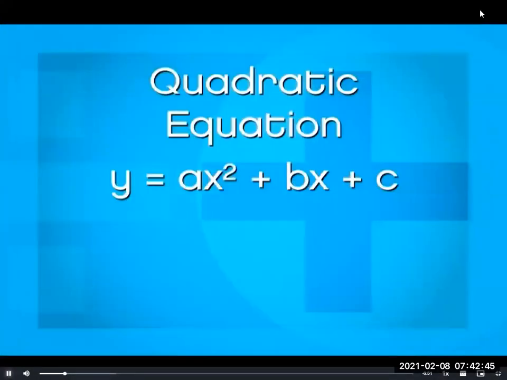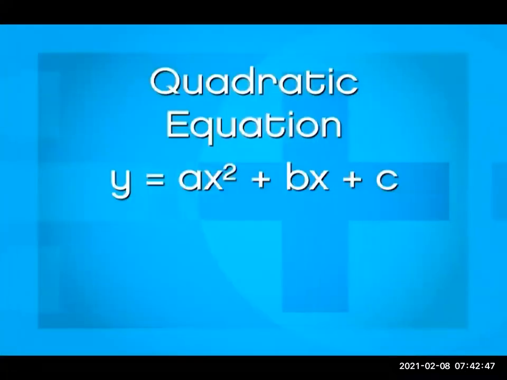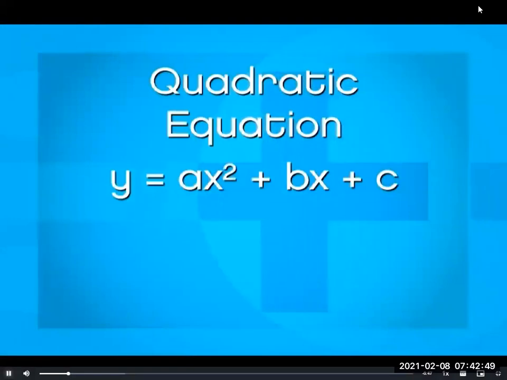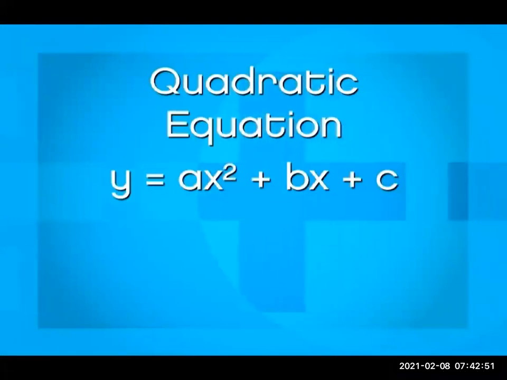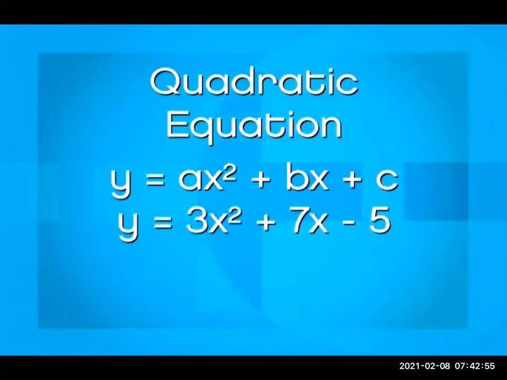A quadratic equation is an algebraic equation written in the form y equals ax squared plus bx plus c. Check out our quadratic equations here. This is a quadratic equation where a equals 3, b equals 7, and c equals negative 5. This is a quadratic equation where a equals 7, b equals 0, and c equals 9.